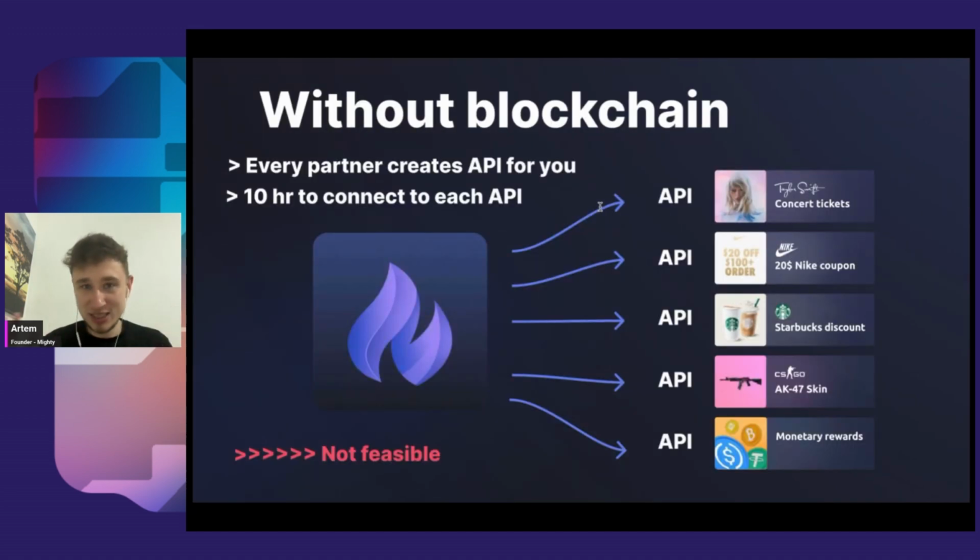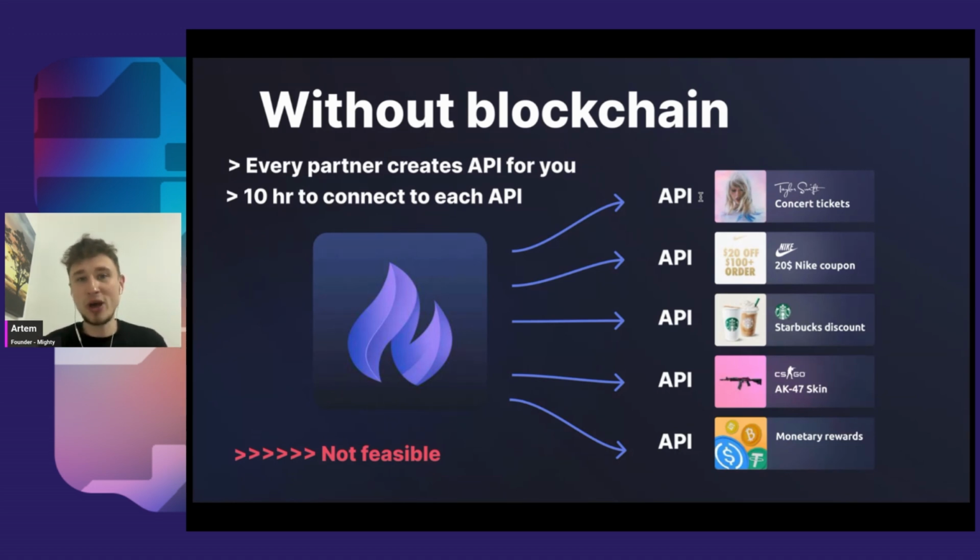So let's imagine two cases, without blockchain and with blockchain. Without blockchain, what you have to do is make each partner create an API for you, because they have their own items which you want to connect to your platform. And it's a pretty tedious task. So you will make every person make an API for you, which is a lot of hours. It's at least, let's say, 50 to 100 hours of development work. And then you have to spend 10 hours as a platform to connect to each one of those.